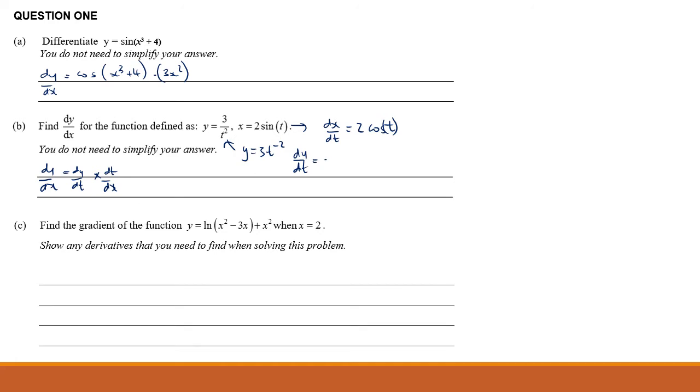dy by dt, that is going to be negative 6t to the negative 3. So dy by dt, negative 6t to the negative 3, times that by dt over dx. Remember, that's just the inverse of that. It's 1 over 2 cos t, making it look a bit pretty. I do not need to simplify that. You obviously can, you're not getting penalised if you do, just saying you don't have to.